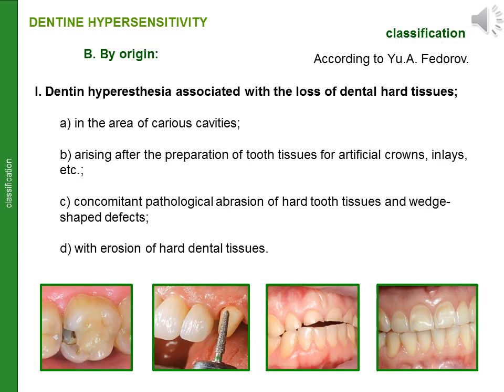Group B, by origin. First, dentin hypersensitivity associated with the loss of dental hard tissues. In the area of carious cavities, arising after the preparation of tooth tissue for artificial crowns, inlays, etc., concomitant pathological abrasion of hard tooth tissue, and wedge-shaped defects, with erosion of hard dental tissues.